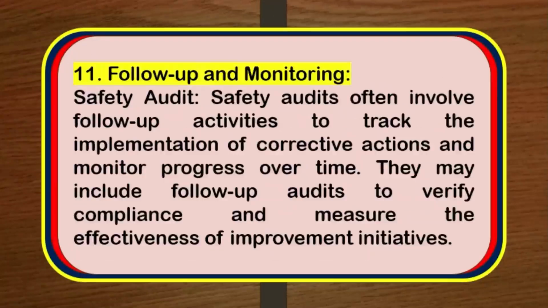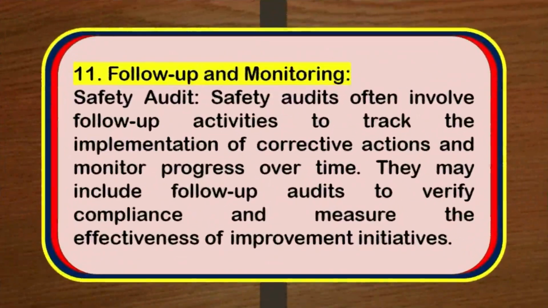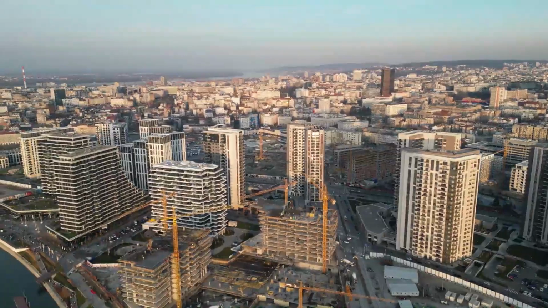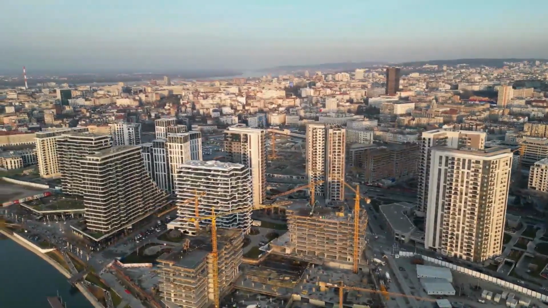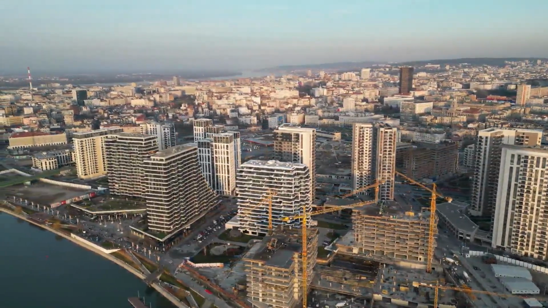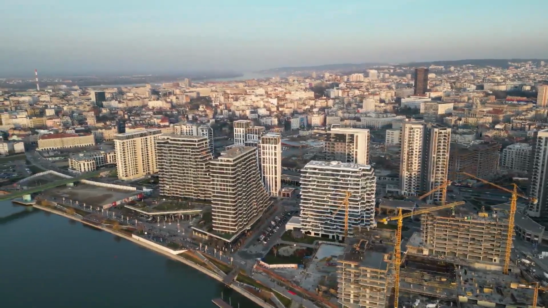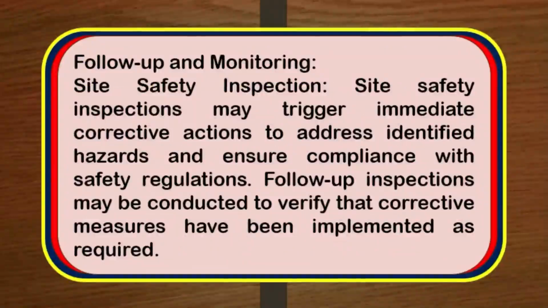Point number 11, follow-up and monitoring difference. Safety audits often involve follow-up activities to track the implementation of corrective actions and monitor progress over time. They may include follow-up audits to verify compliance and measure the effectiveness of improvement initiatives, whereas the site safety inspections may trigger immediate corrective actions to address identified hazards and ensure compliance with safety regulations. Follow-up inspections may be conducted to verify that corrective measures have been implemented as required.